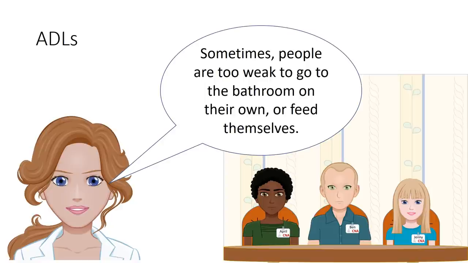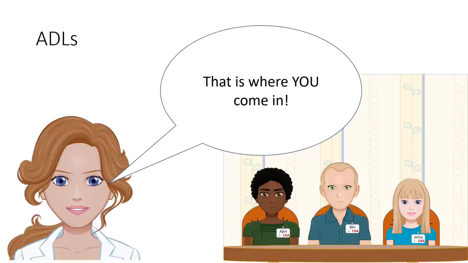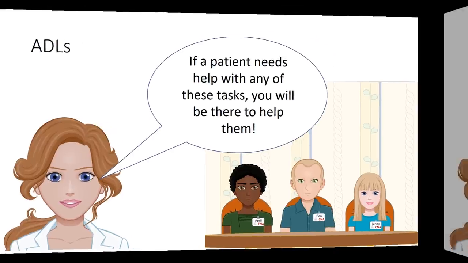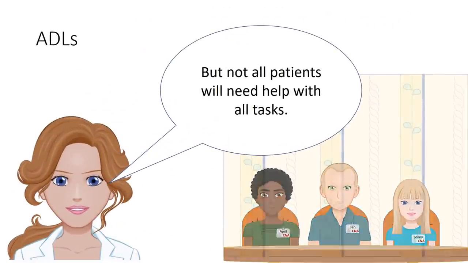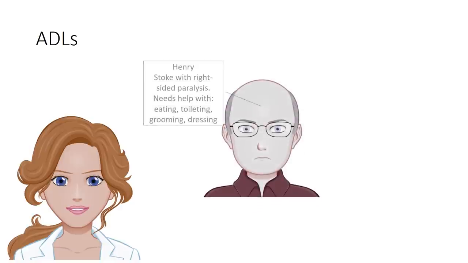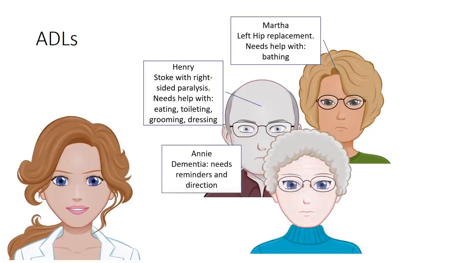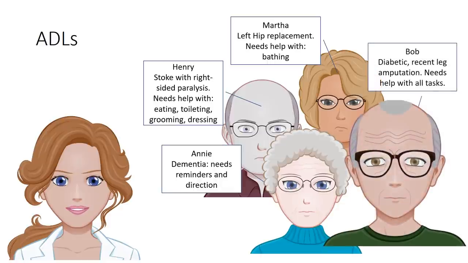Sometimes people are too weak to go to the bathroom on their own or feed themselves. That's where you come in. If the patient needs help with any of these tasks, you will be there to help them. But not all patients will need help with all tasks. Henry has had a stroke with right-sided paralysis. He needs help with eating, toileting, grooming, and dressing. Martha had a left hip replacement. She only needs help with bathing. Annie has dementia. She needs reminders and direction. And Bob is a diabetic with a recent leg amputation. He needs help with all tasks.